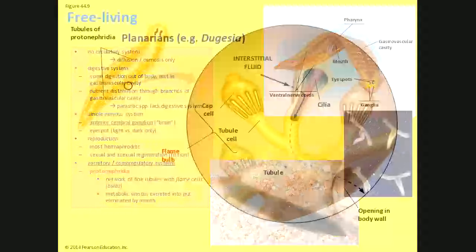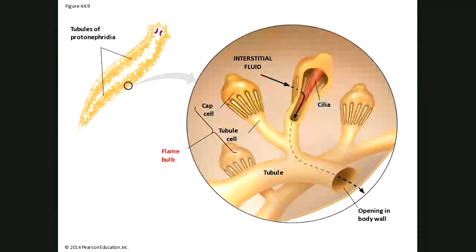Here we go. So there's the planarian. The yellow part is the tubules of the protonephridia, and they're extending throughout the body of the organism. On the end of these little tubules, if you work backwards in the picture, there's an opening to the body wall. That's where the waste product is going to be expelled. But the way the waste product is collected is through these little flame cells or flame bulbs. There's cilia inside, and that cilia is beating back and forth.